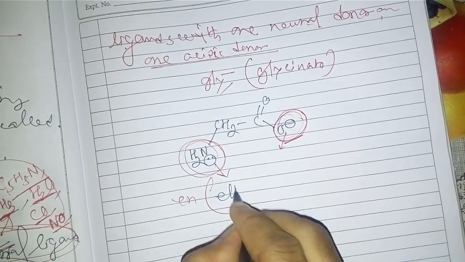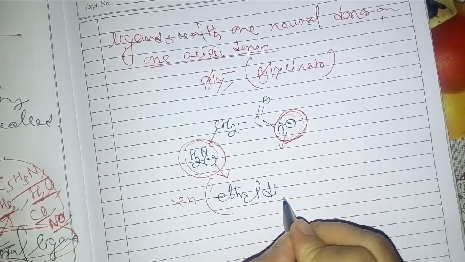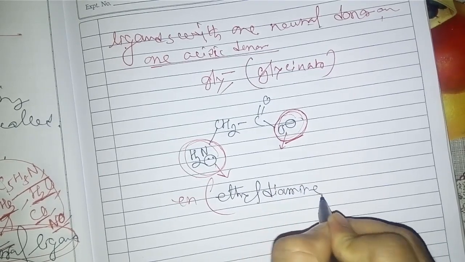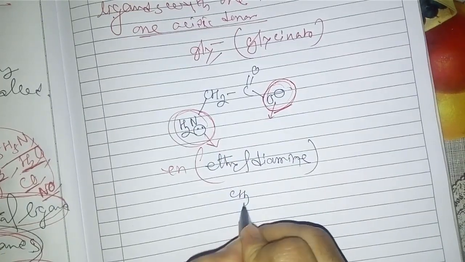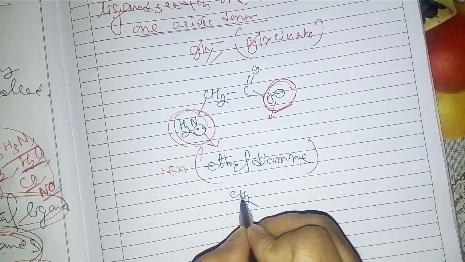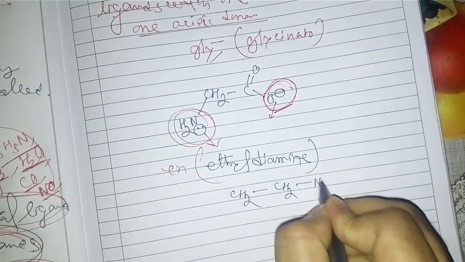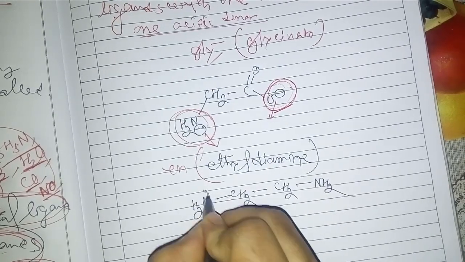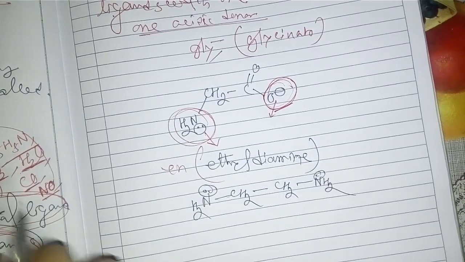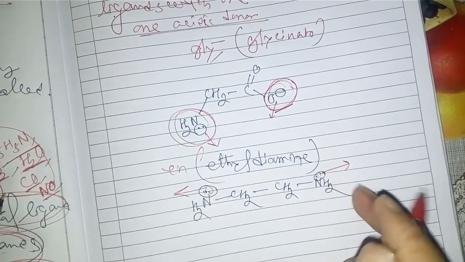Ethylenediamine. This example is ethylenediamine and the structure is CH2-NH2, here NH2. So here are two donor sites, this one and this one.